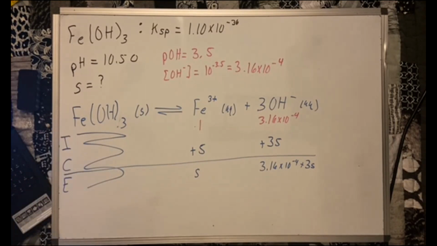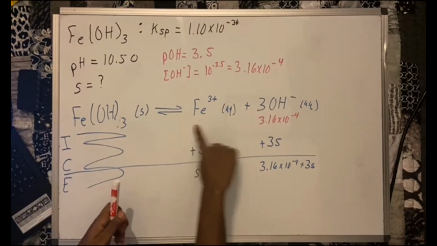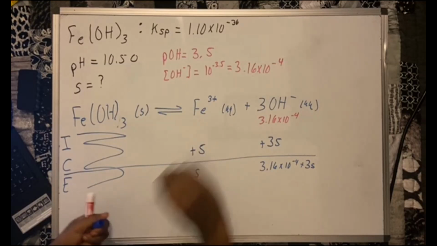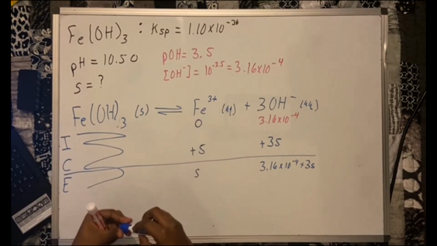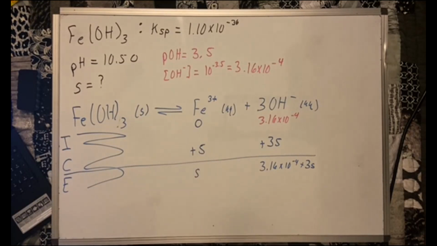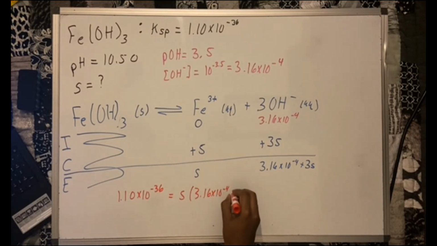Okay, now we can do our Ksp thing. So my 1.10 times 10 to the negative 36 equals S times my 3.16 times 10 to the negative 4 plus 3S, cubed. Didn't forget it that time. Cubed.